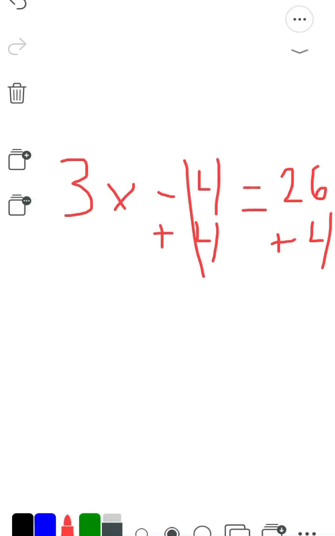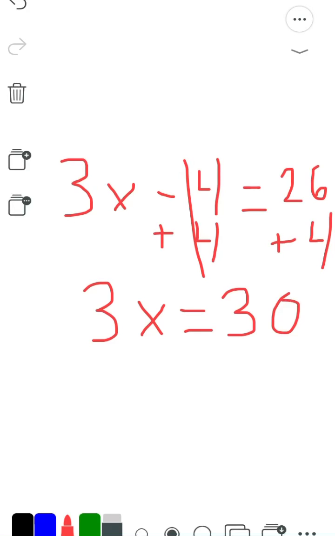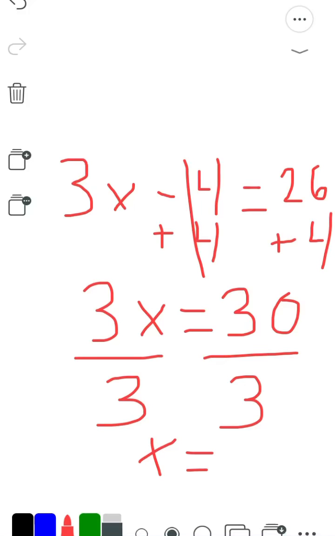So basically we're going to add 4 on the x side and add 4 to the 26. So that leaves us with 3x equals 30. Now this is going to be easy. 3 times what is 30? The x needs to be alone on one side, so we need to divide by 3 since 3x means 3 times something. So 30 divided by 3 is 10.